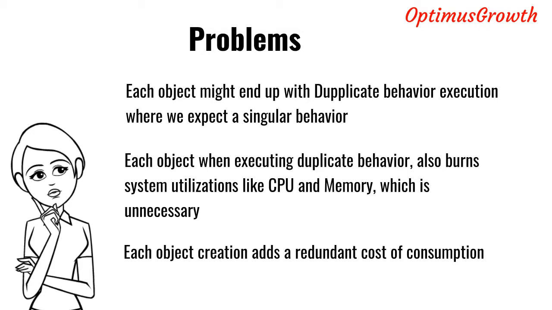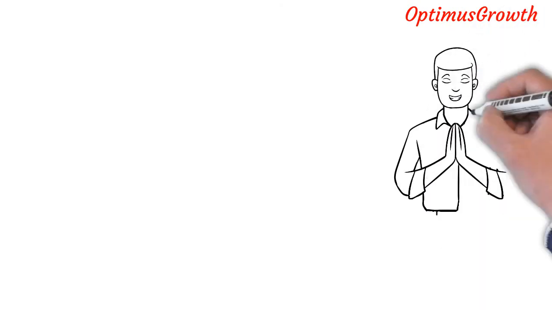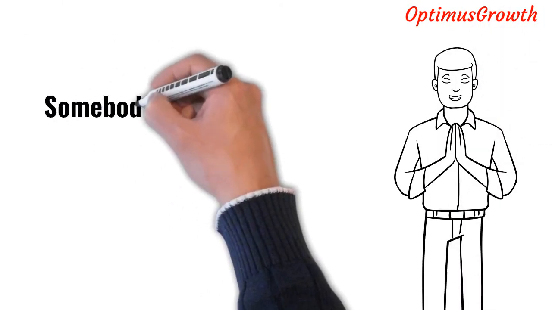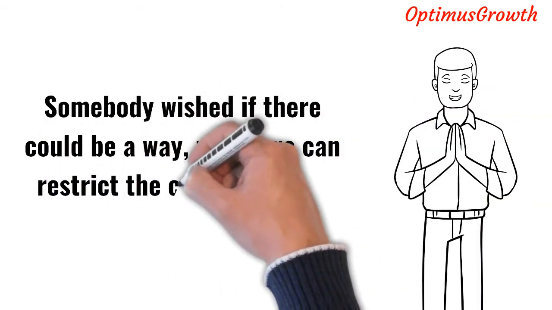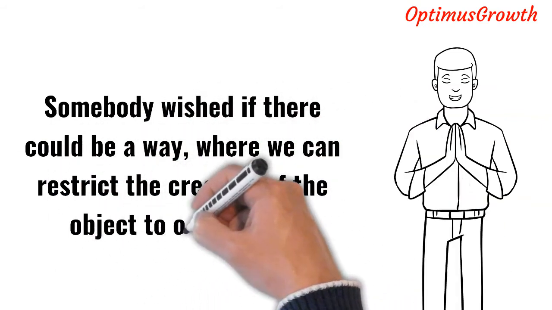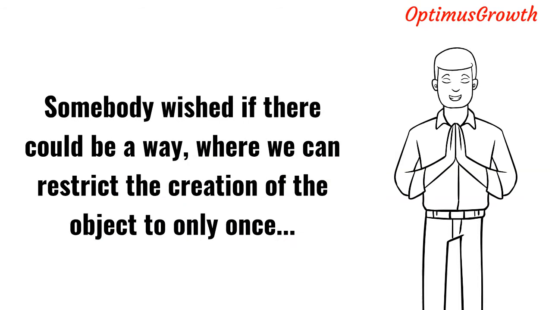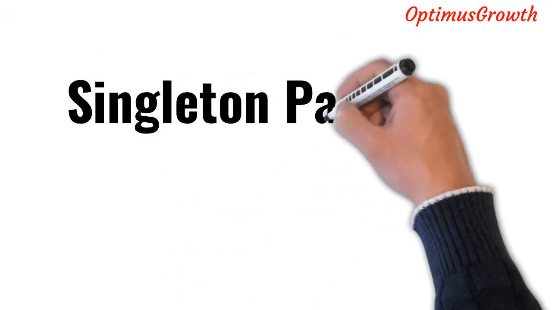Well, since there were so many problems, somebody must have wished that there could be a way where we can restrict the creation of the object to only once. So no matter how many times you actually request the object creation, it will always provide you a single object. And that is what the singleton pattern is.